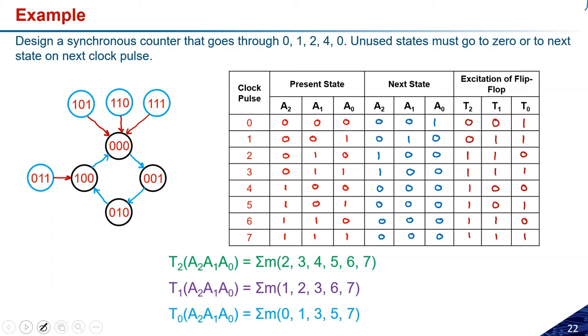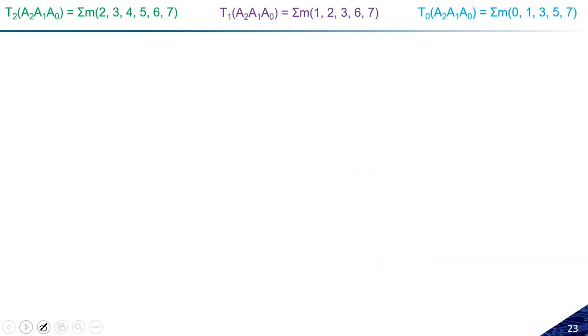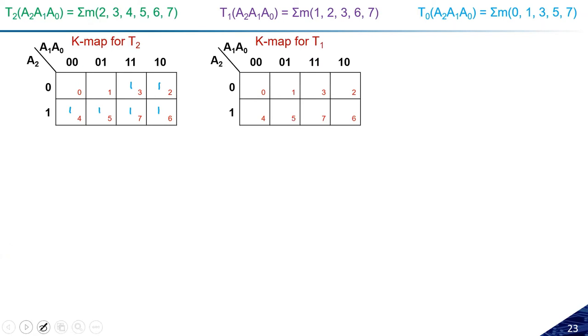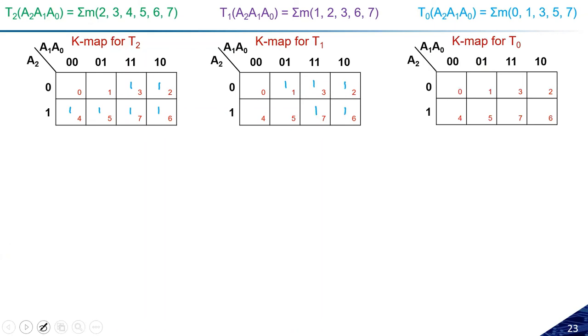Now, once we are ready with these functions, I have to solve the K-map for these three functions. Let us try to solve it. T2 is given like 2, 3, 4, 5, 6, and 7. T1 is given like 1, 2, 3, 6, and 7. And T0 is given like 0, 1, 3, 5, and 7. So let us solve the K-map for T2. It is 2, 3, 4, 5, 6, and 7. Similarly, the K-map for T1 will be 1, 2, 3, 6, and 7. Similarly, the K-map for T0 will be 0, 1, 3, 5, and 7.